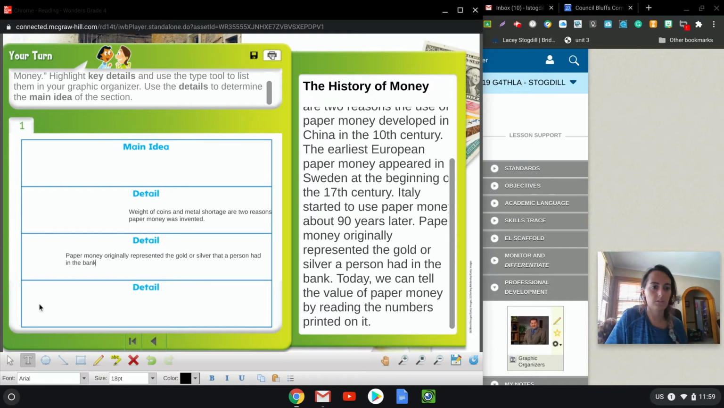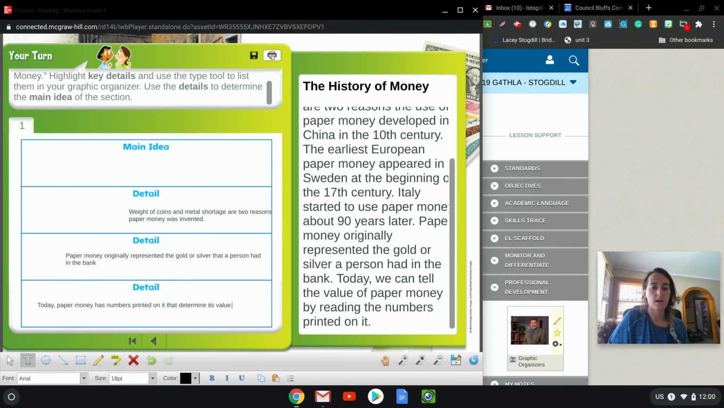All right, let's see if you can find another detail faster than me. "Today we can tell the value of paper money by reading the numbers printed on it." I feel like that might be the one. Today, paper money has numbers printed on it that determine its value.